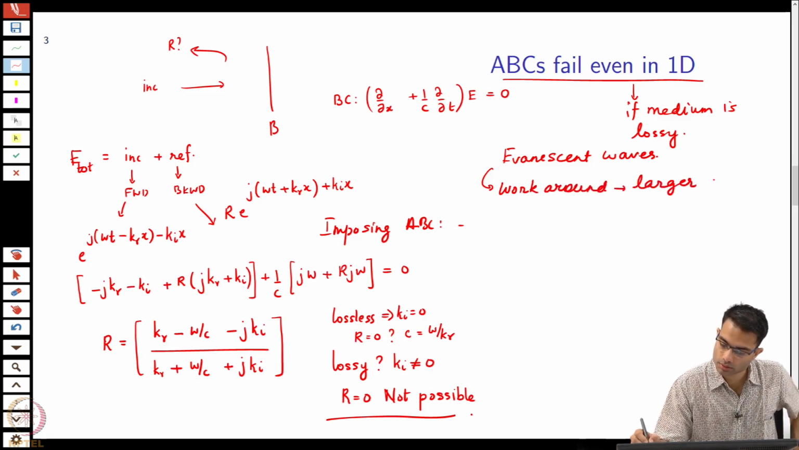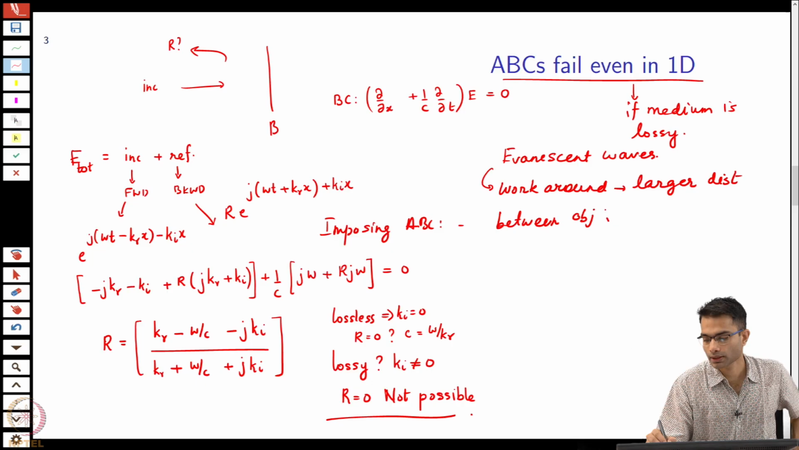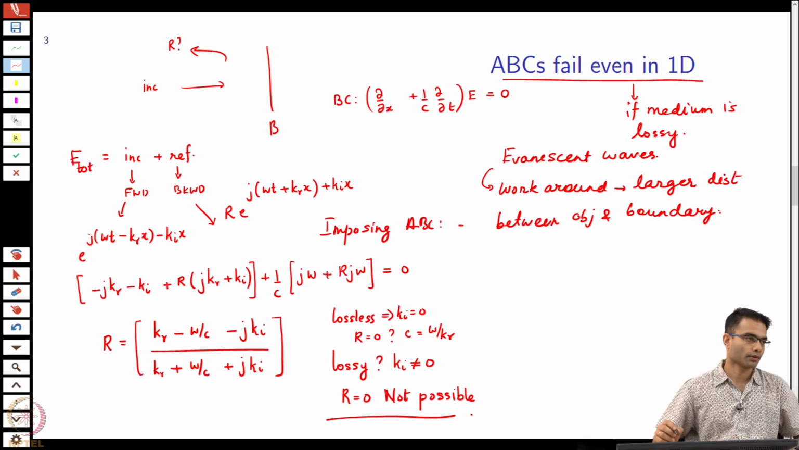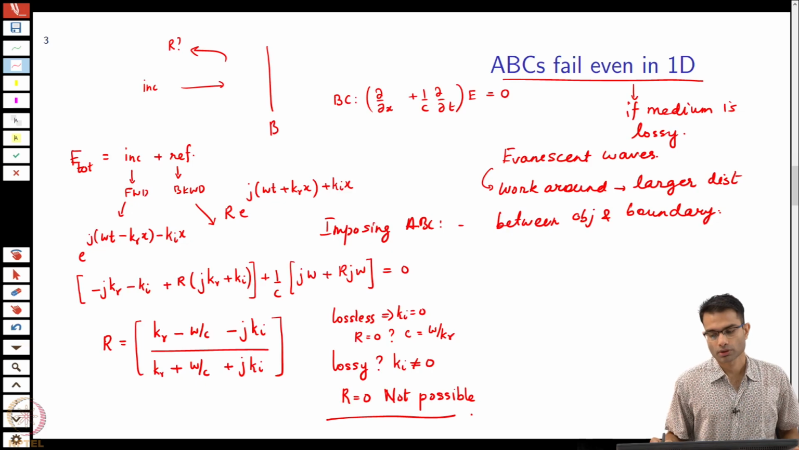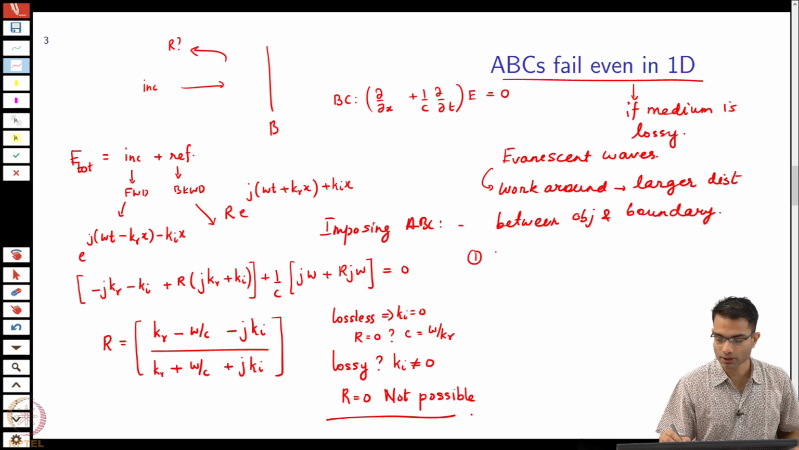Okay. So, the workaround is larger distance between the object and boundary, right. As it is, the moment I deviate from 1D, anyway I am going to have a reflection coefficient, non-zero reflection, that we have seen before, right. So, to summarize, there are two reasons that we say that the ABCs fail. The first is of course that non-normal incidence gives a reflection coefficient that is non-zero. We already saw that, and the second is lossy mediums.